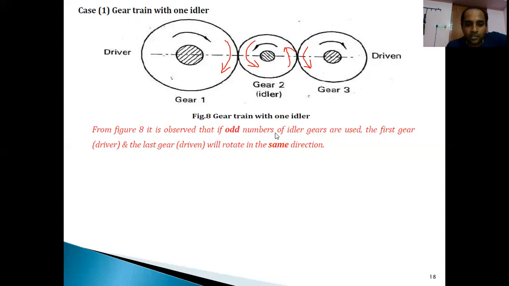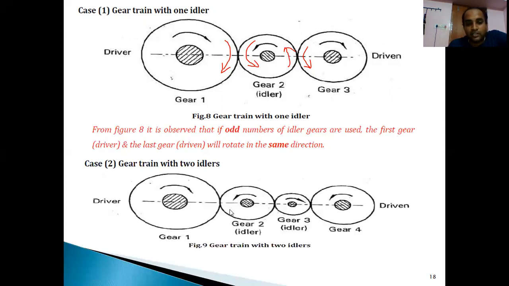If an odd number of idler gears are used, the first gear, that is the driver, and the last gear, the driven, will rotate in the same direction. That is when we are using an odd number of idlers. Similarly, if we are using an even number of idlers, let us see that one. Gear train with 2 idlers.